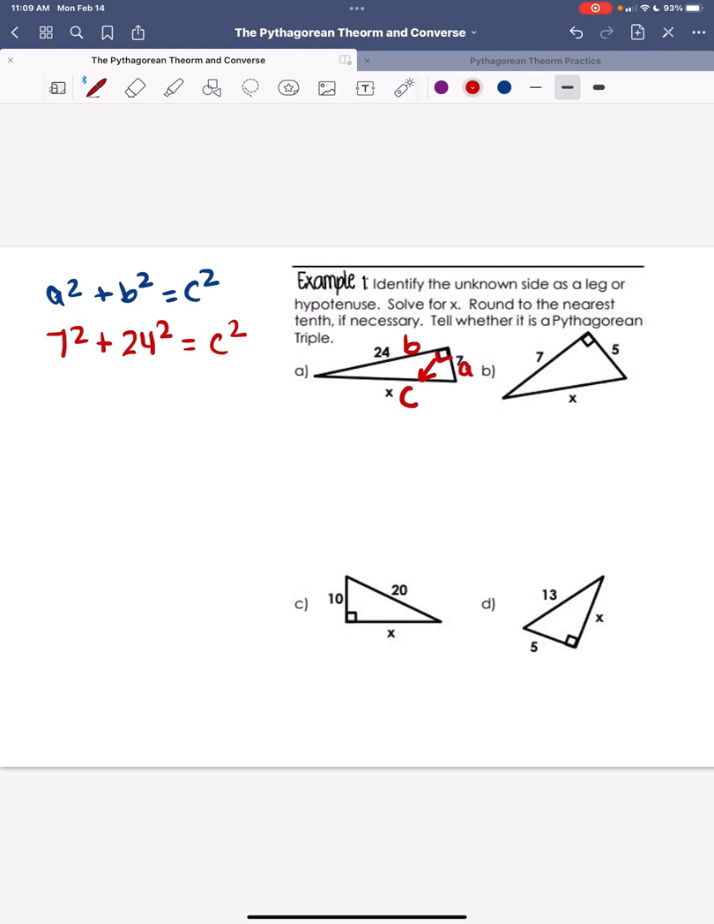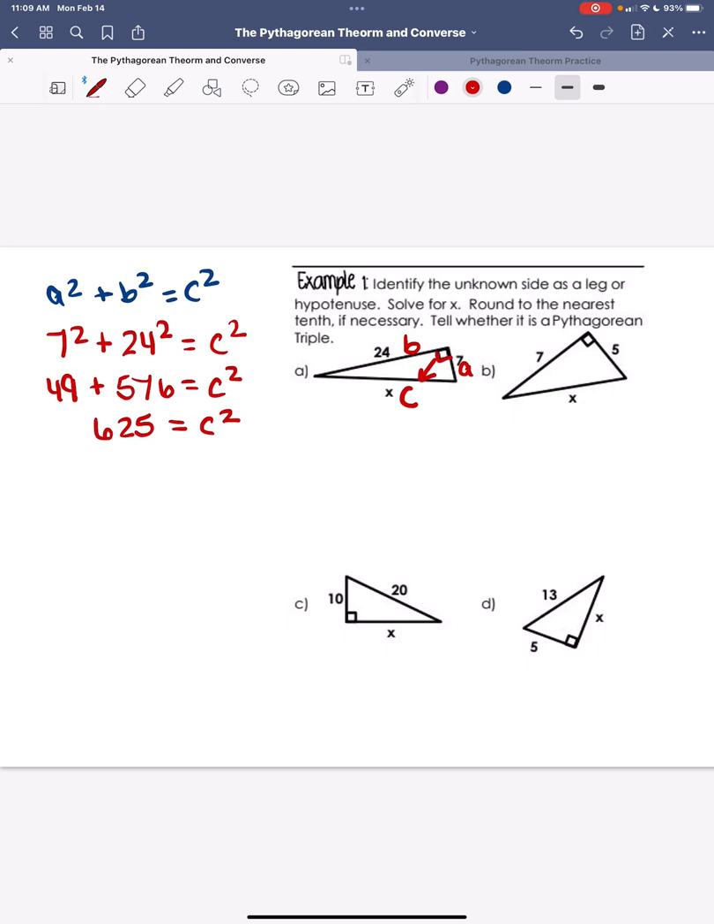So now we're just going to continue to follow this formula. So 7 squared gives us 49. 24 squared is 576. So that equals C squared. Now I'm going to simplify this. If I add 49 plus 576, that's going to give me 625 equals C squared. Now remember that the opposite of squaring a number is taking the square root.